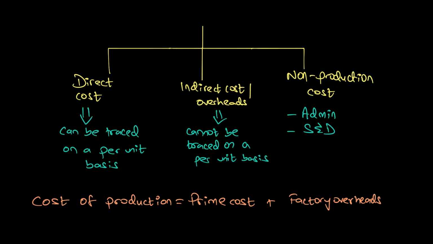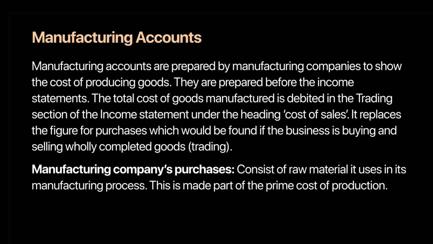Now let's go back and start with manufacturing account. Manufacturing account is prepared only by manufacturing companies, and the essential purpose is to calculate the cost of production that is incurred within the factory. This cost will essentially go to the income statement. Instead of the word purchases, we shall use the word production cost, which shall be derived from our manufacturing account. Okay, so now let's start listing down all the cost incurred in the factory.